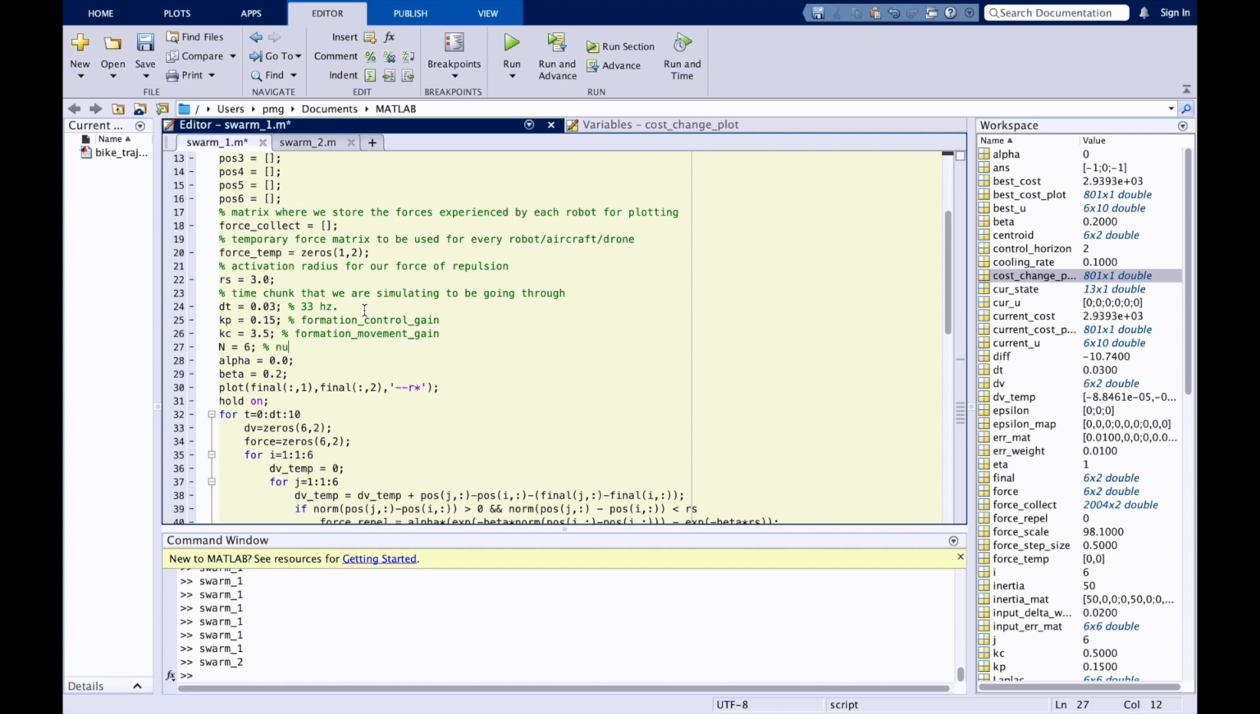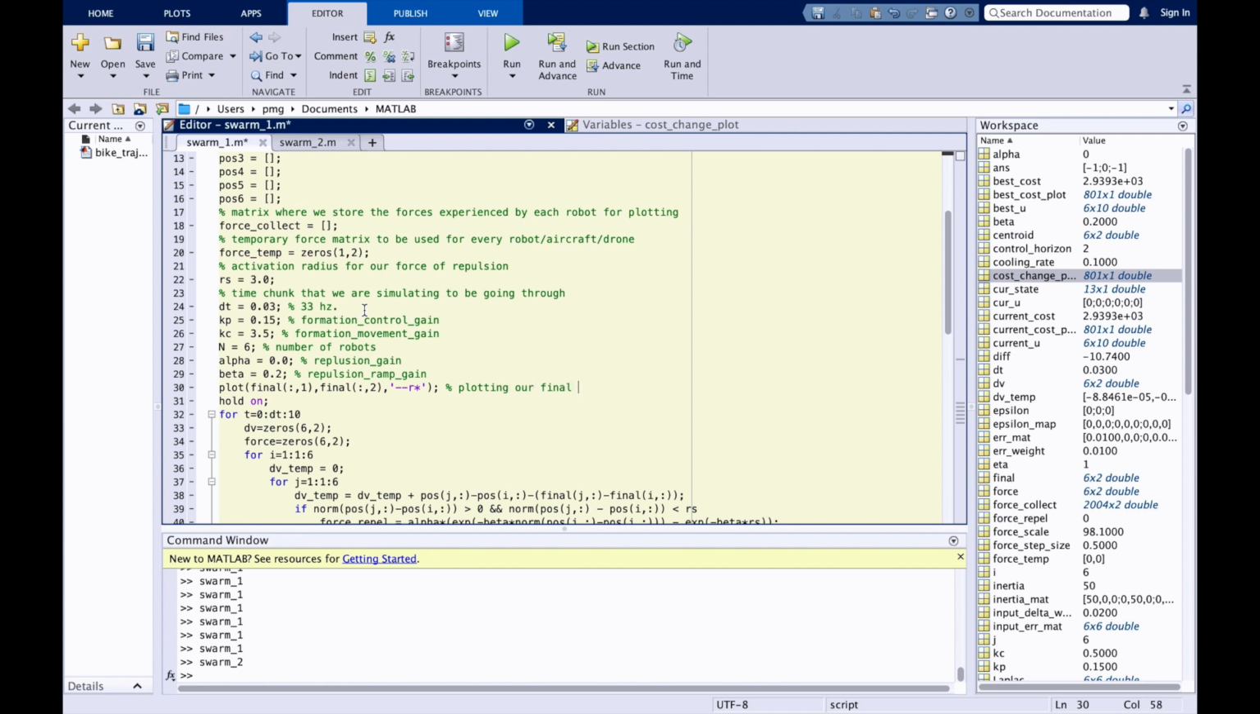Now this is the number of robots we have. Again, alpha. Let me give this a value in a bit, because I need to demonstrate what happens when there's no repulsion force. So this is the repulsion gain, and this is the repulsion ramp gain. So how quickly does repulsion scale up? And this is where we begin to do something.